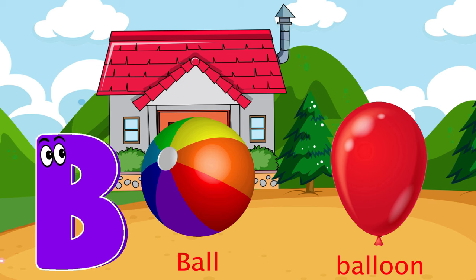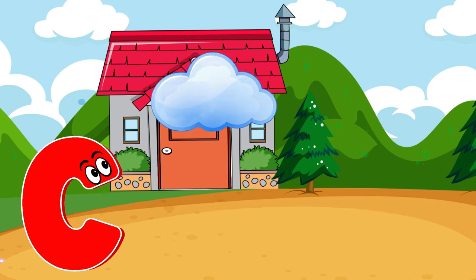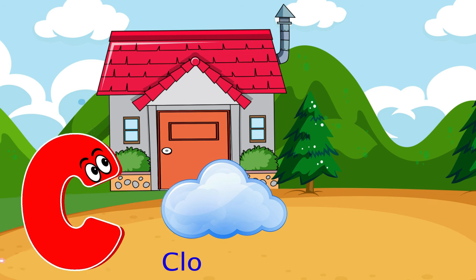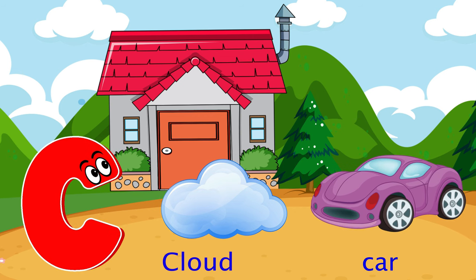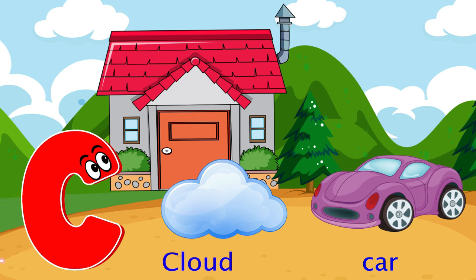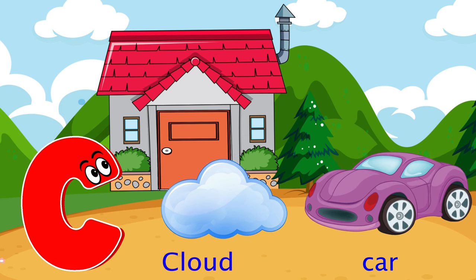B is for balloon. C is for car. C is for cloud. C is for cloud. C is for car.